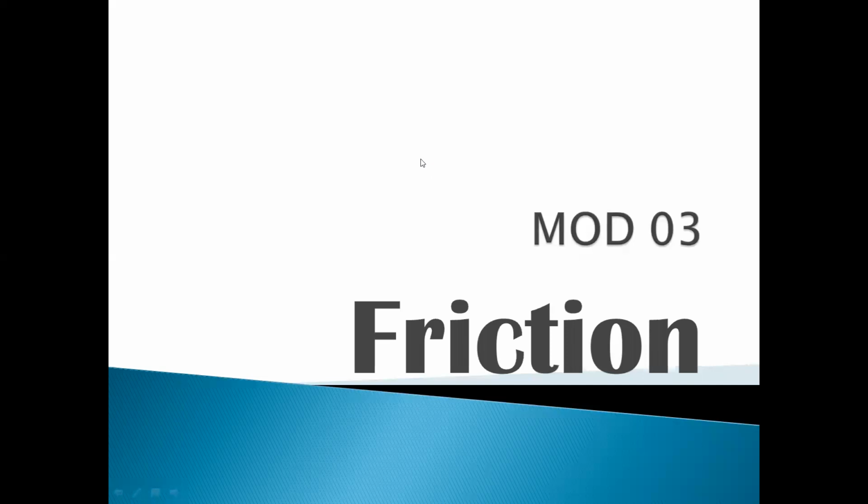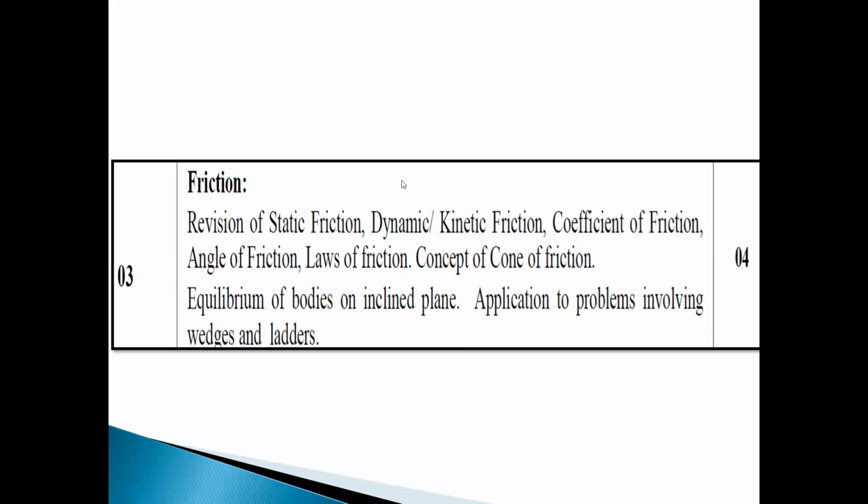So today we will start with module number 3 from your syllabus, which is friction. So this is the content of module 3. First we have the revision of static friction, then dynamic or kinetic friction. Then we have some definitions for coefficient of friction, angle of friction, laws of friction, then the concept of cone friction.